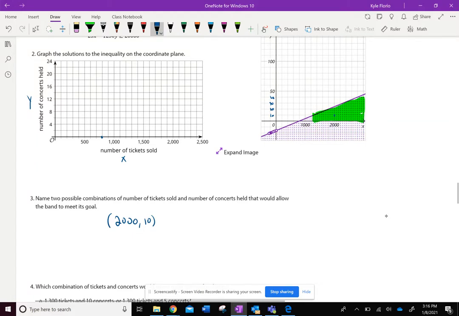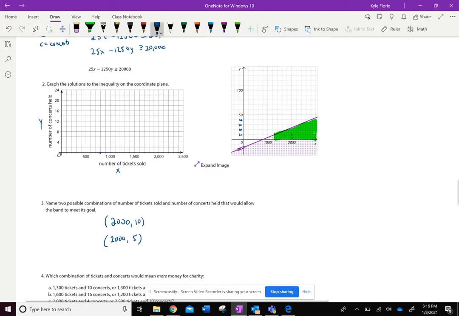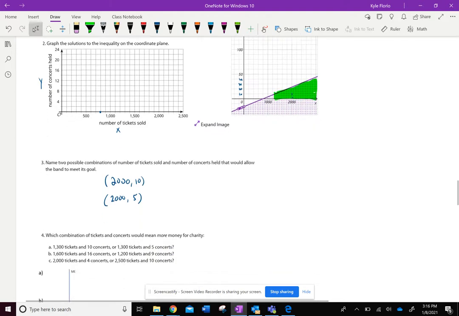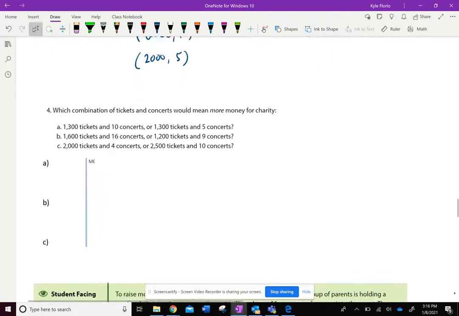If I did 5 concerts and still sold 2,000 tickets, so less concerts, same amount of tickets, I'm going to make the same amount of money, but spend less on concerts. So either one of those points would be a solution to the situation.